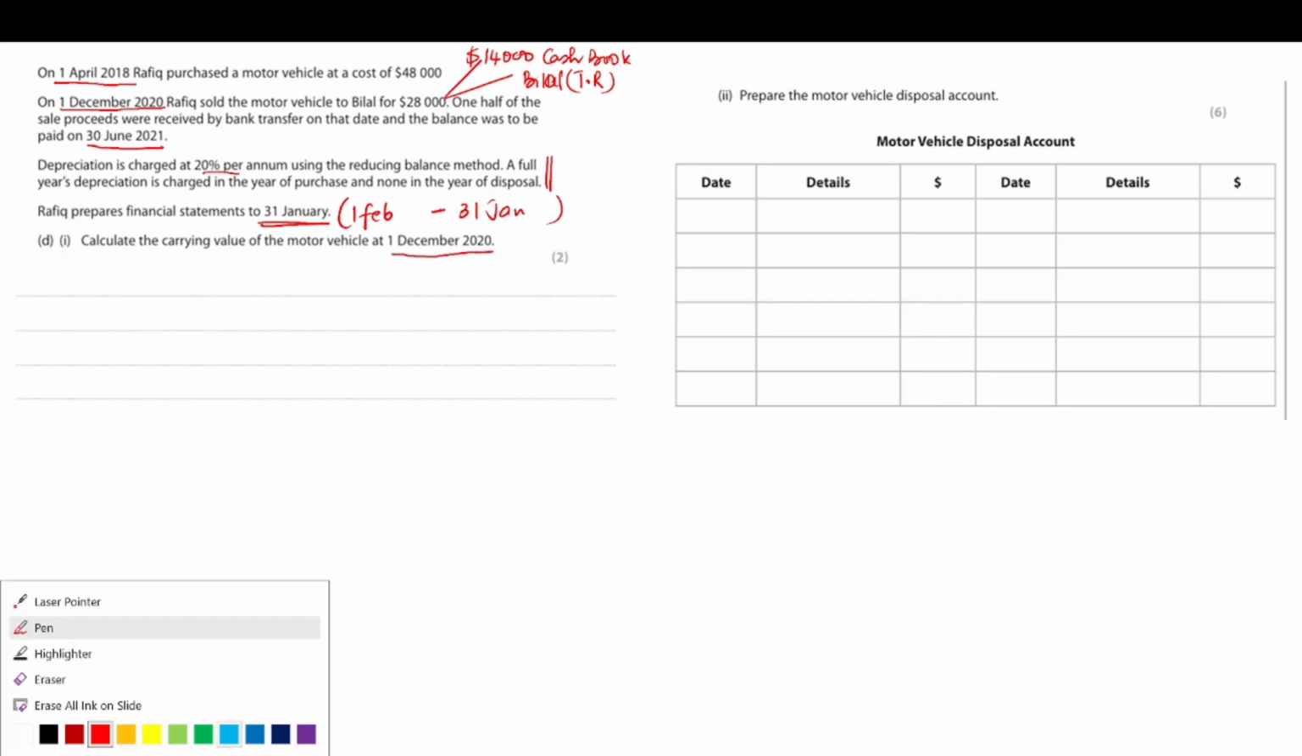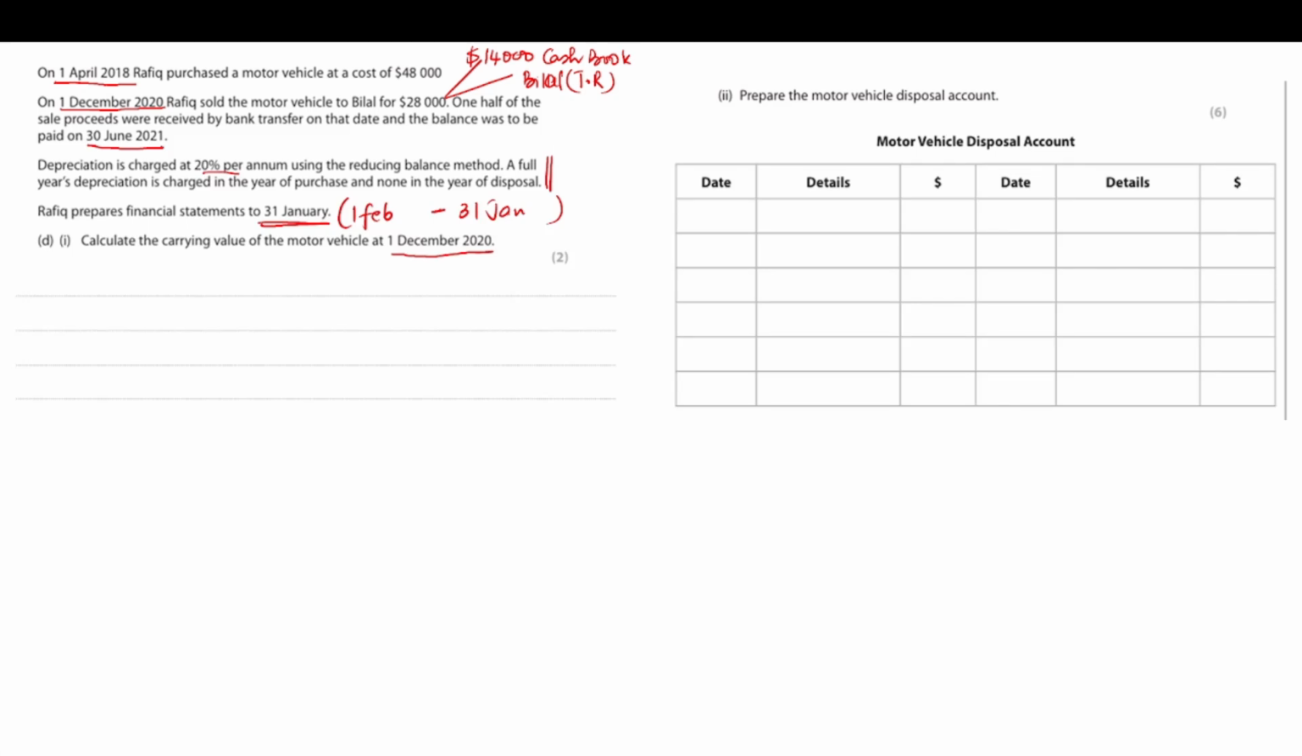So we will start our calculation. Here we say for the financial year. So always the financial year they have taken is 1st of February to 31st January. Now it was bought on 1st April. So let's start writing. I'll do my working here. Okay. So working.